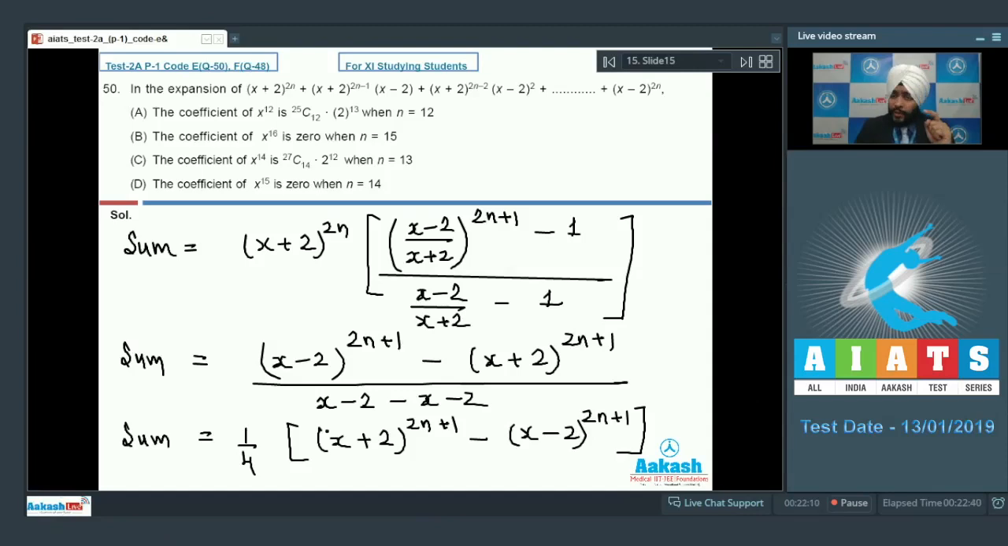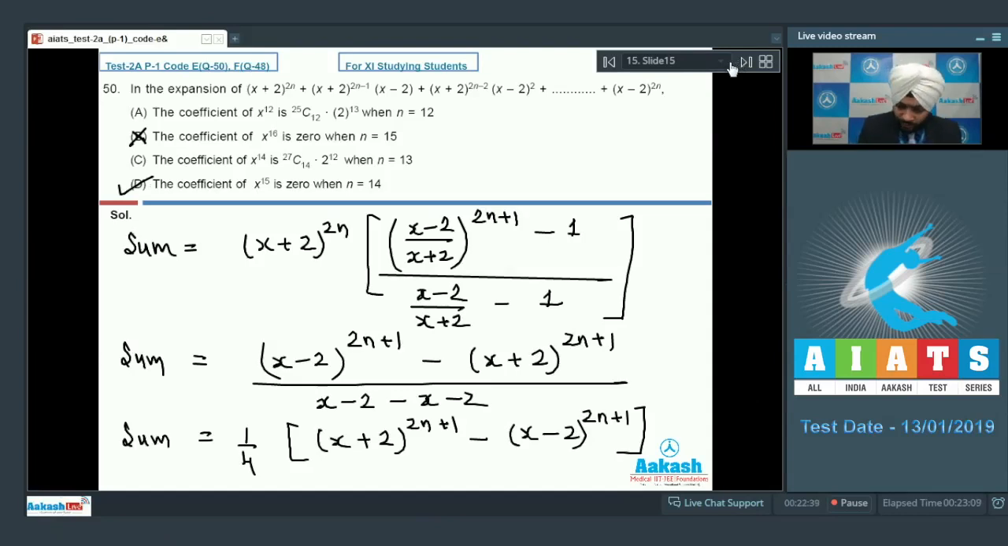Okay. So first of all, let us rule out the options. Coefficient of x power 16 can never be 0. So option number B is wrong. Coefficient of x power 15, that is an odd power, will always be 0. So that is true. So just based on observations, I am able to draw the conclusion about two options. Now what you have to do is put n equal to 12 and n equal to 13 to find out the coefficients of x power 12 and x power 14 respectively.